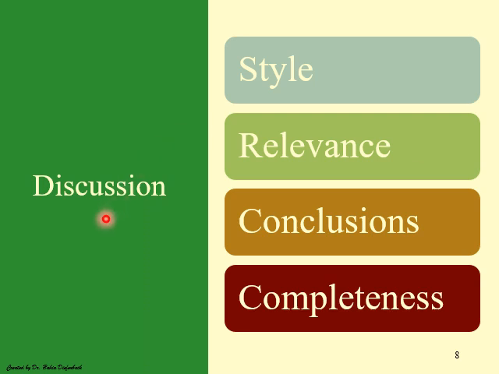Finally, the discussion. In the discussion, you have to make sure of the style. Is the discussion clearly written? Relevance. Is it focused on how the findings are related to the objective of the study? In the discussion, you want to make sure that when you are discussing the results and the findings of the study, they are relevant to your question and your objectives.